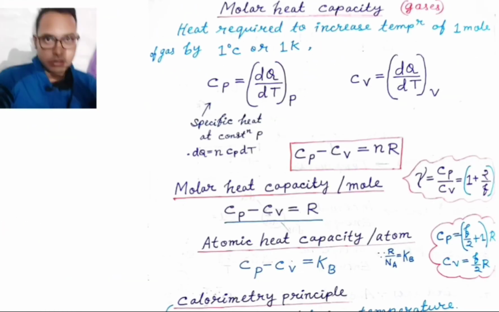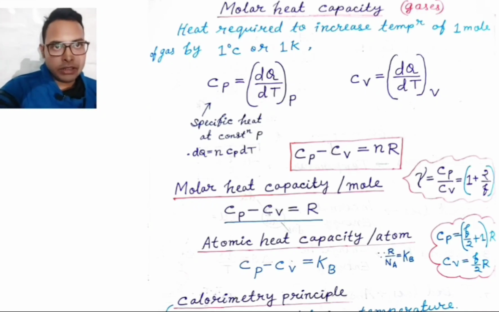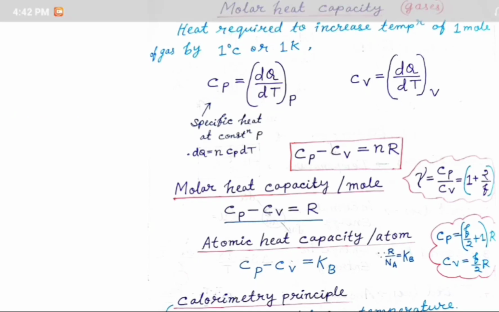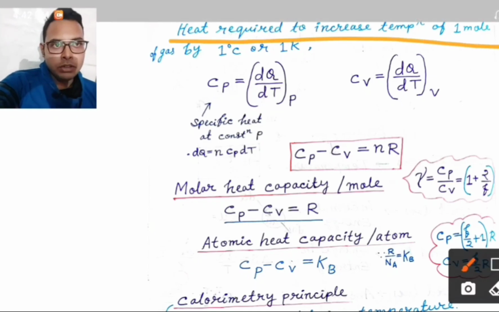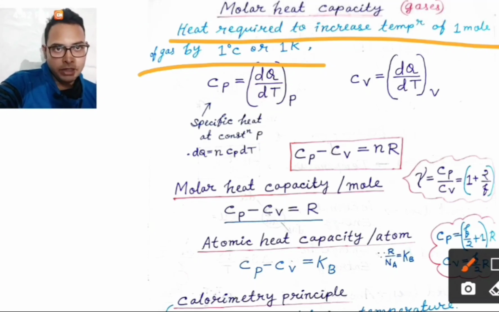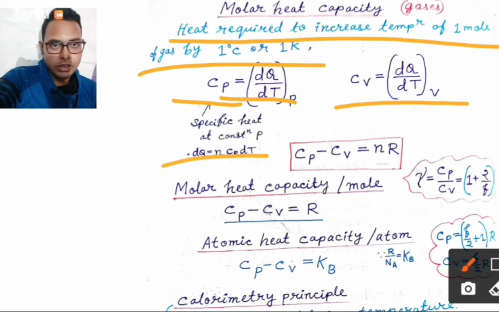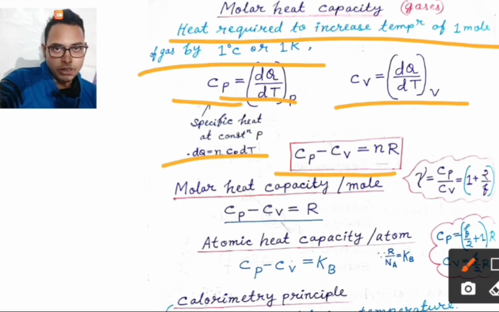And molar heat capacity. Molar heat capacity is for gases. For gases, heat required to increase the temperature of 1 mole of gas by 1 degree centigrade or 1 Kelvin is the molar heat capacity of that gas. There comes the concept of Cp and Cv. Cp is the specific heat at constant pressure, this is dq by dT at constant P. Cv is dq by dT at constant V. And the relation is that Cp minus Cv is equal to nR.